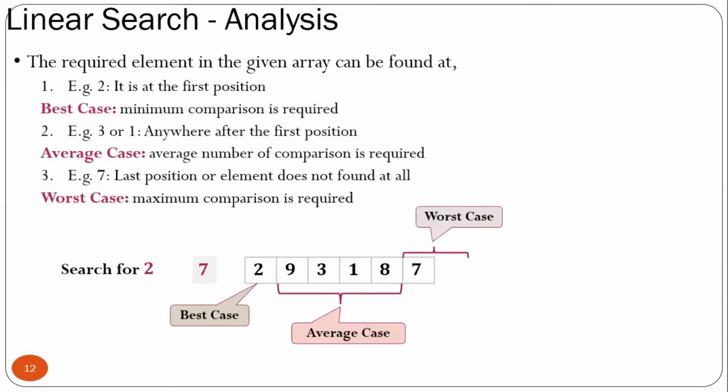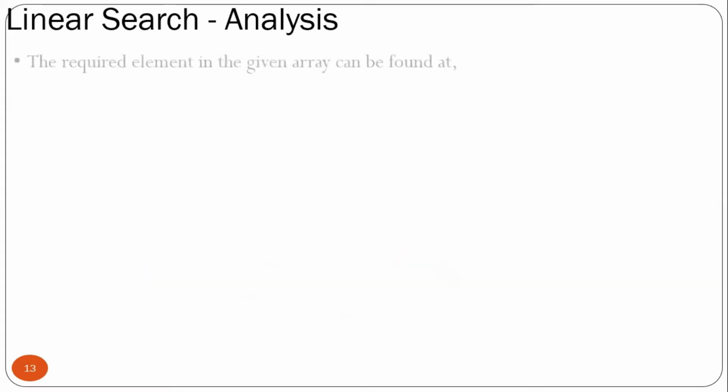And what could be its analysis? We have three cases already explained to you. First is the best case, second is the average case, and third is the worst case. Best case is the minimum comparisons, whatever are required. So if you are looking for 2, it could be in the first position, and that is called your best case. If it is somewhere after the first position and before the last position, this is called average case. And for the last position, it is called the worst case. When you find a given number at the last position, then it is called worst case.